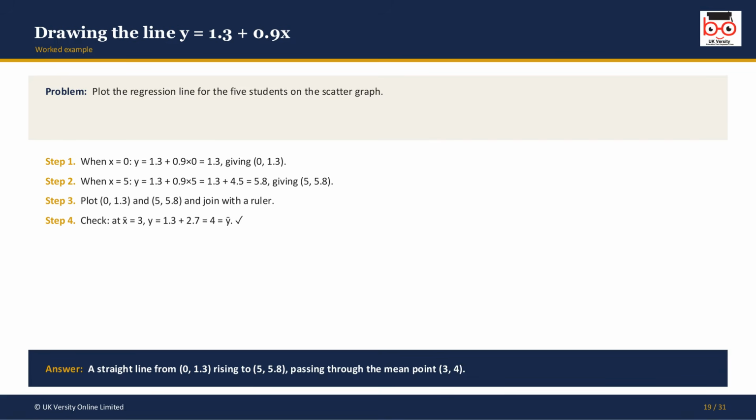That's 1.3 plus 4.5, so 5.8, giving (5, 5.8). Join those two with a ruler. And as a check, at x bar of 3, y is 1.3 plus 2.7, exactly 4, which is y bar. So the line passes neatly through the mean point.